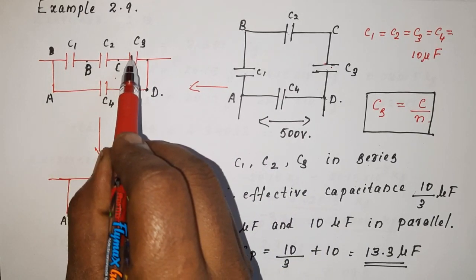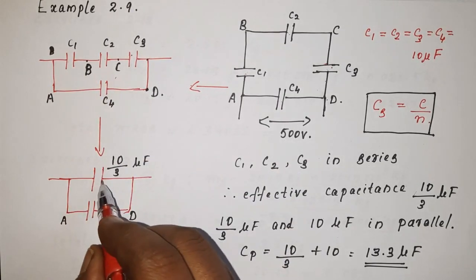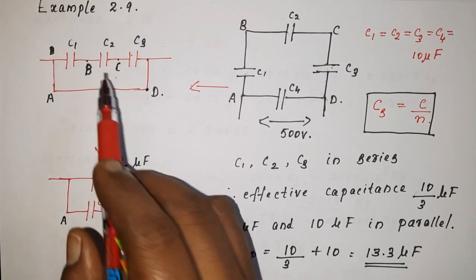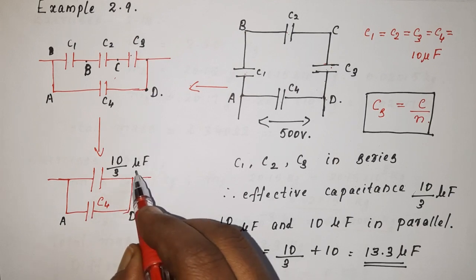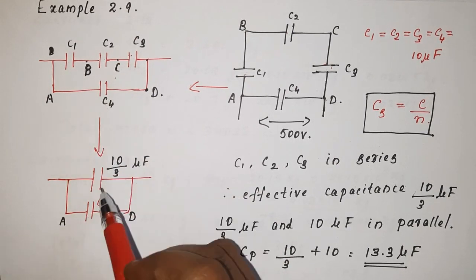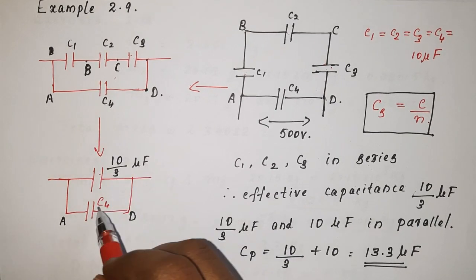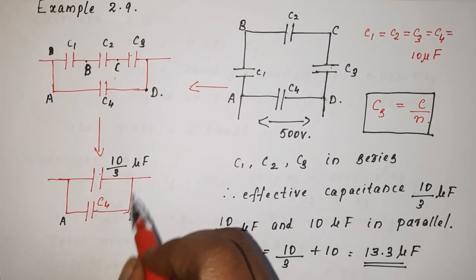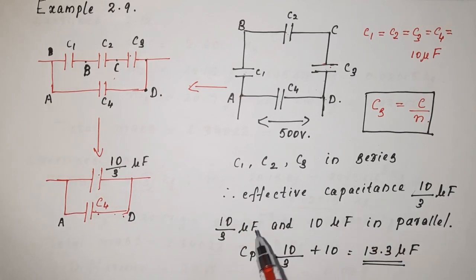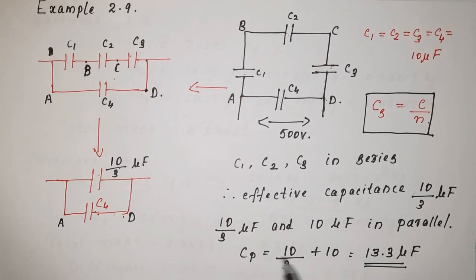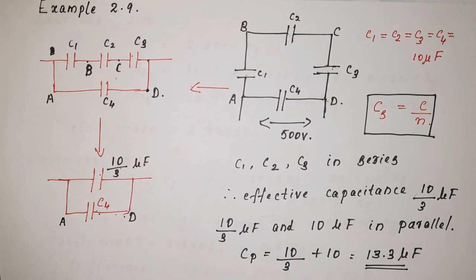The series combination I have replaced with the effective capacitance. Since 3 are connected in series, it becomes 10 by 3 microfarad. So this is replaced, and the next reduced diagram is like this: 10 by 3 microfarad and C4 as such. Now 10 by 3 microfarad and this 10 microfarad come in parallel. So what will be the effective capacitance? It will be 10 by 3 plus 10, that is 13.3 microfarad.